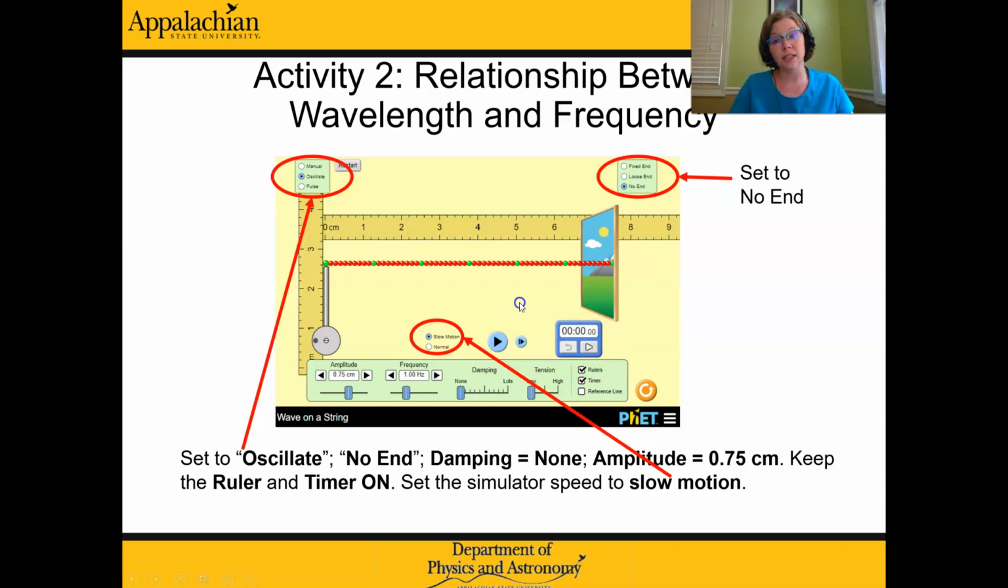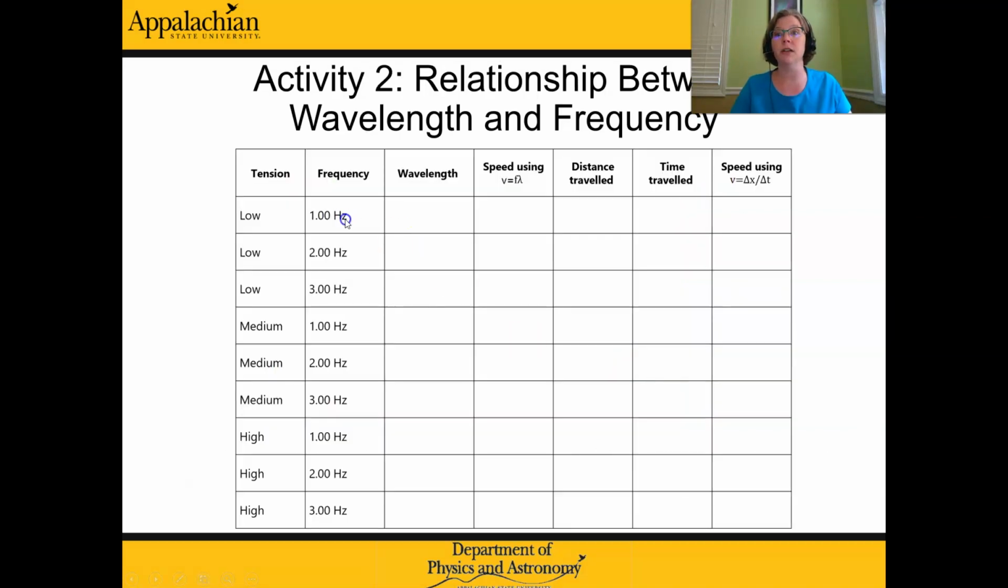It might be easier to measure the wavelength if you use the slow motion tool and also the start and pause button on the simulation. We're going to fill out this table. You'll notice that we have 3 different tension levels and also 3 different frequencies. So you'll set the tension and the frequency.